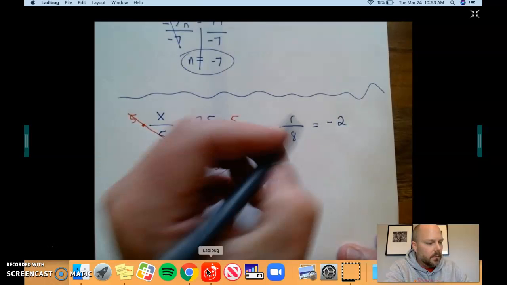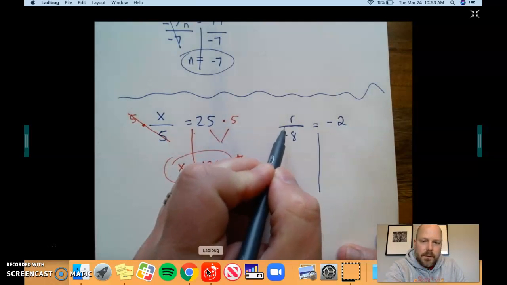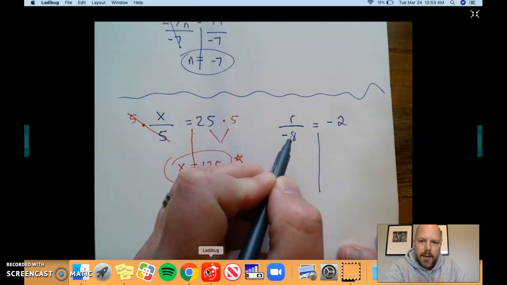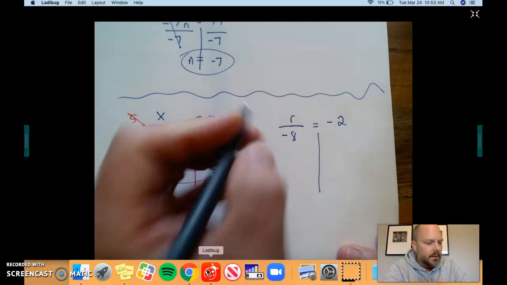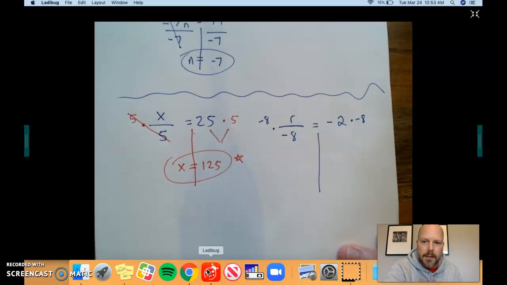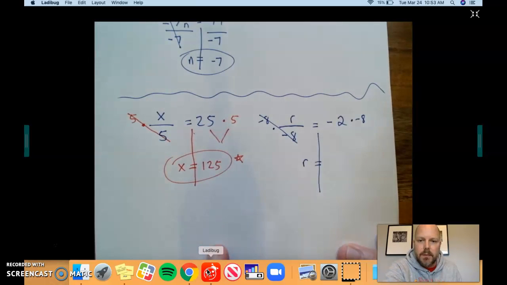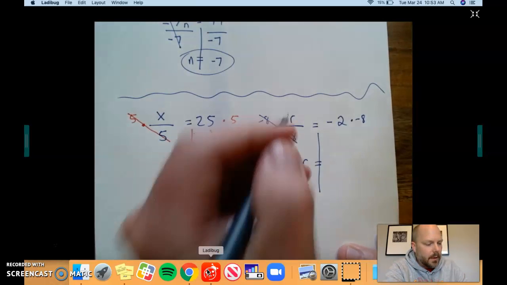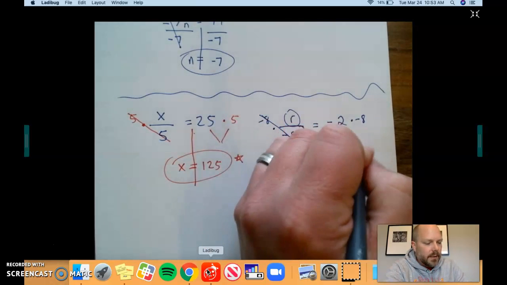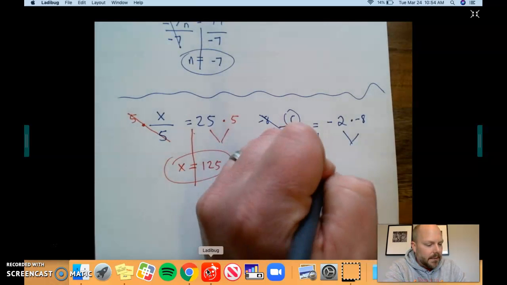Same process here. We draw our line down. We start on the side with a variable. This is a divide negative 8. The opposite of divide negative 8 is times negative 8. And we're going to do that on both sides. These cancel out and we're left with r equals, because remember, all I did is these cancel out and I just bring that down. And then I'm left with negative 2 times negative 8. And that is a positive 16.